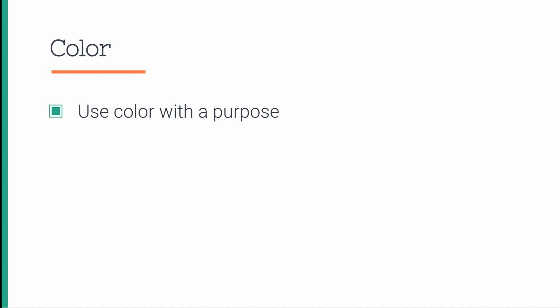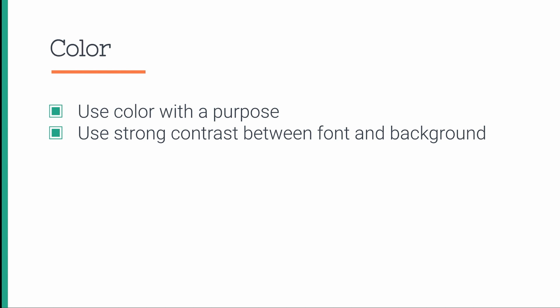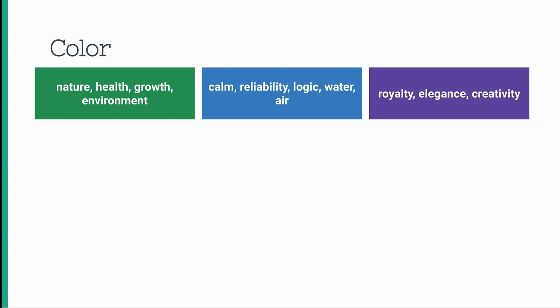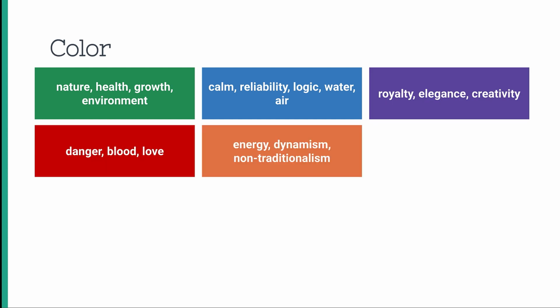Color. Use color with a purpose. Color is not to just decorate your website, but it should carry meaning to the person who's looking at it. Use a strong contrast between the font and the background. Use just 2 or 3 colors consistently. That way all of the pages look like they work well together. So let's look at those colors. Here are some different colors and different meanings they have.